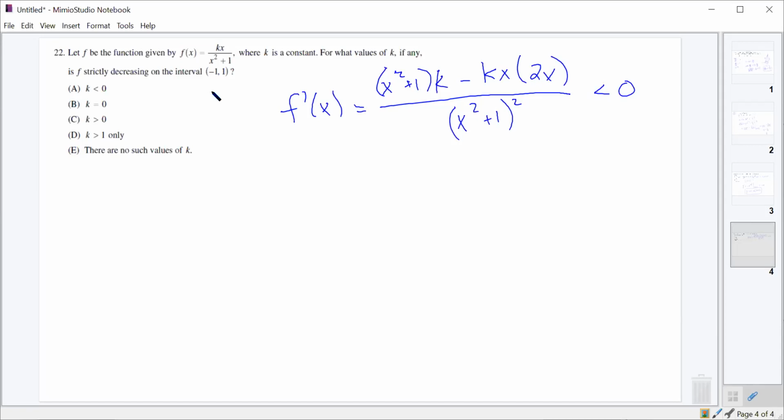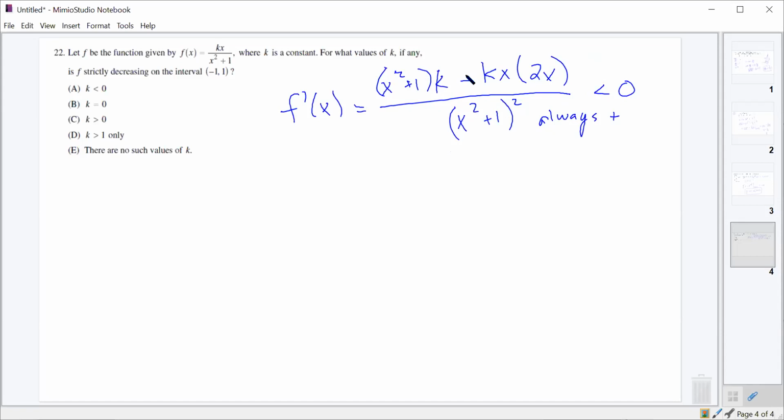Now that we know it needs to be negative, we're going to look at the numerator and the denominator because we need to have either negative over positive or positive over negative. In the denominator, x squared plus 1 is always positive, and if you square it, it's definitely still always positive. So this part is always positive. So what we really need then is just the numerator to be negative.